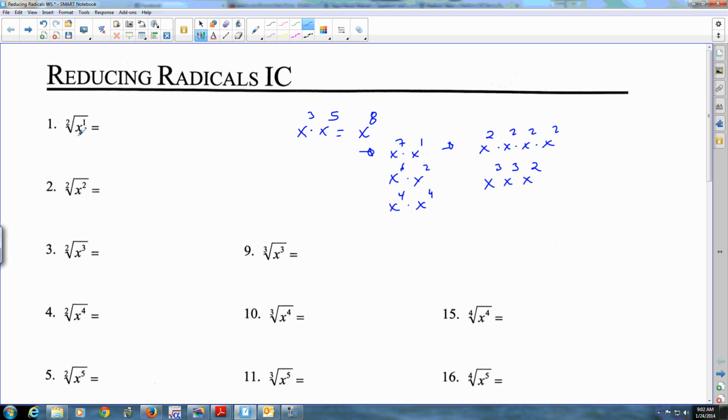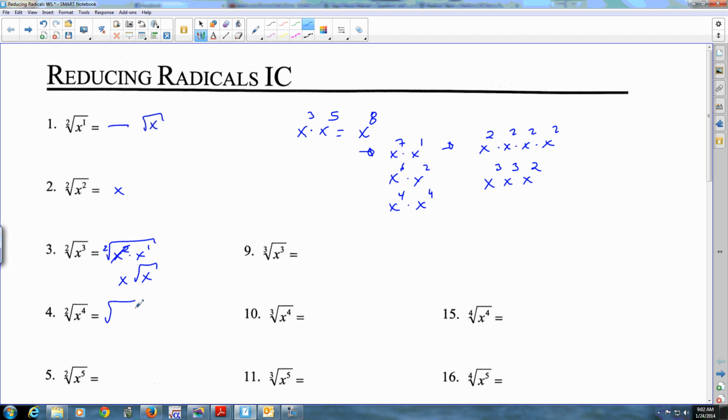When a power matches a root, everything will come out. Say for this example, the power and the root match, so your answer is x. This isn't big enough, so nothing comes out. It stays put. You could also write that back as the answer. This one, if you need to, you can start to think of that as x squared times x to the 1st. The power matches the root, so this piece comes out, and that piece has to stay behind.